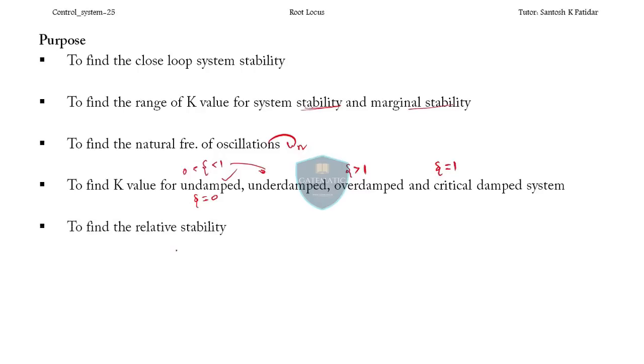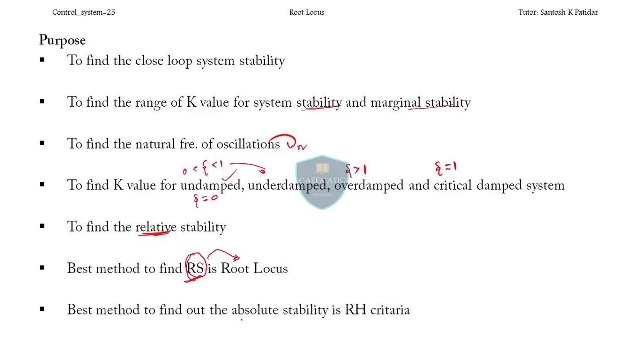The next one is to find the relative stability, as we did in the RH criteria also. If you remember, our last topic was relative stability only. So the best method to find out the relative stability is root locus. Please remember always, the best method to find out the relative stability is root locus, but the best method to find out the absolute stability is the RH criteria.